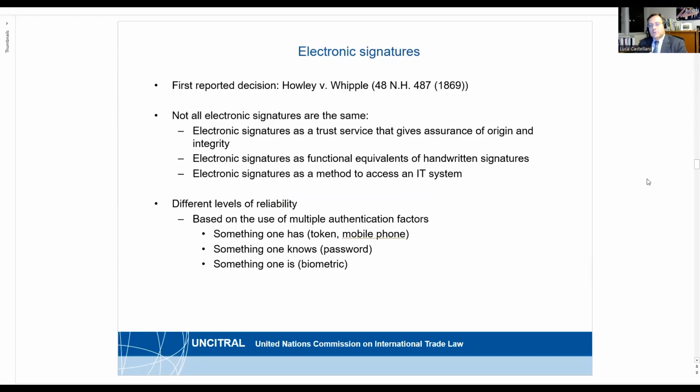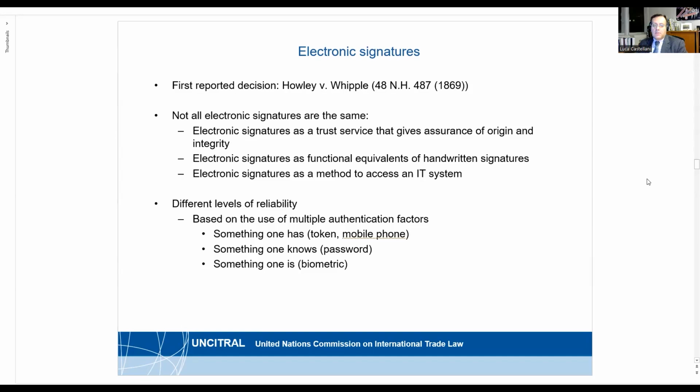Now, a little bit of discussion on electronic signatures. And first of all, maybe to provide a little bit of background. Electronic signatures are not a new issue. The first reported decision in the United States is from 1869, so it's more than 150 years ago. And in its own way, it is not different from the electronic signatures we deal with now. It was basically a matter of signing a document remotely through telex.